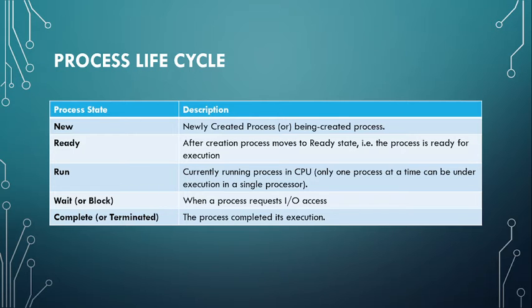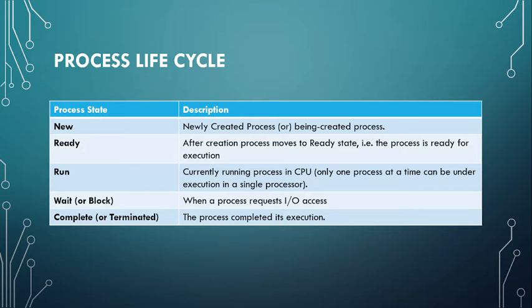And then run. From the ready state, it can move to the run state. The currently running process in the CPU is in the running state. When a process is running, it is executing in the CPU. Only one process at a time can be under execution in a single processor.